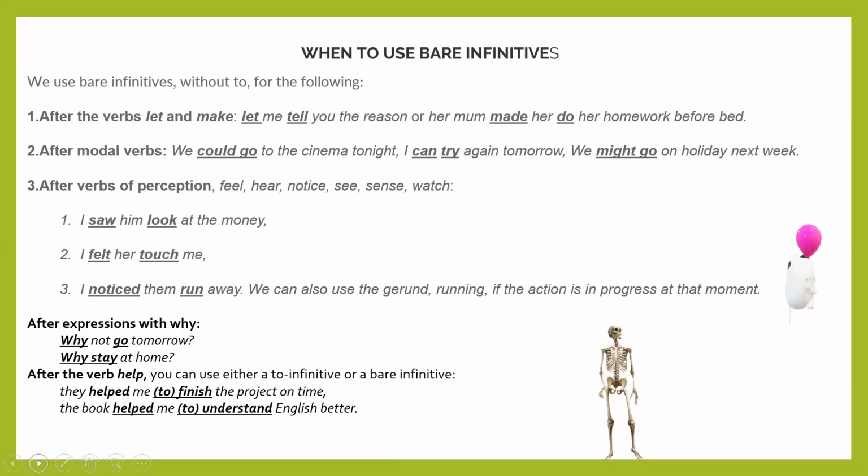The second use of bare infinitives is after modal verbs. We could go to the cinema tonight. So could is a modal verb and go is a bare infinitive. The next example is given: I can try again tomorrow. Can is a modal verb and try is a bare infinitive. The third example is we might go on holiday next week. Might is a modal verb and go is a bare infinitive.